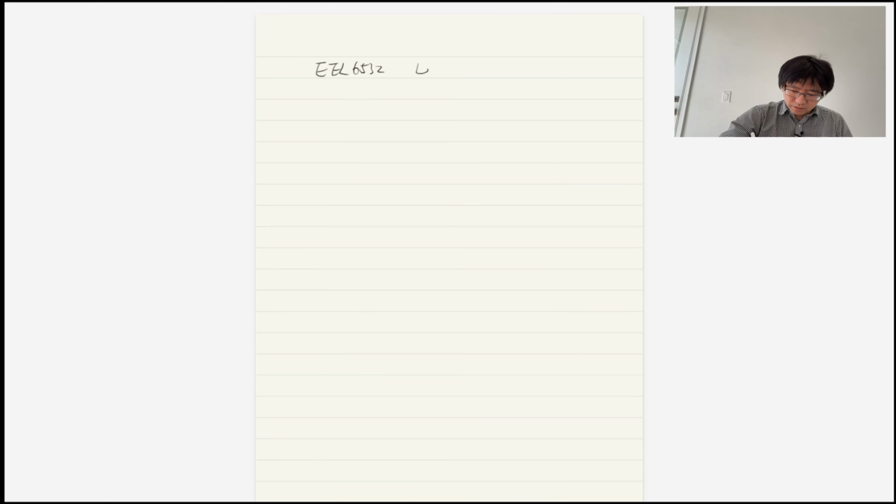Today is our lecture number 9. We'll continue talking about Jensen's inequality, and then we'll move to the second inequality, which is the log sum inequality.